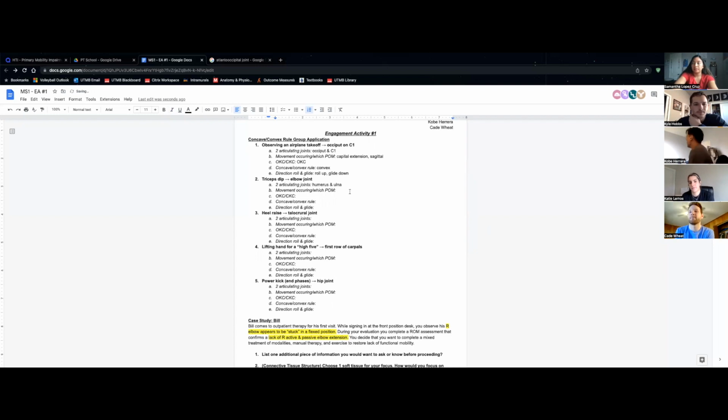Okay, so it's flexion, extension. So sagittal again. Then closed chain. So the humerus is convex. Yeah, you're right. And then the ulna is concave.